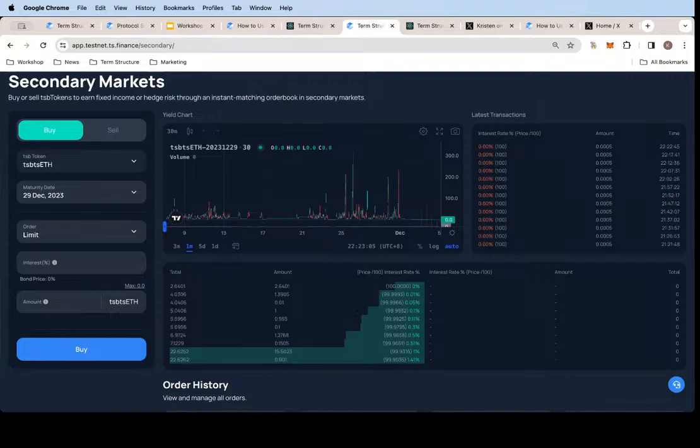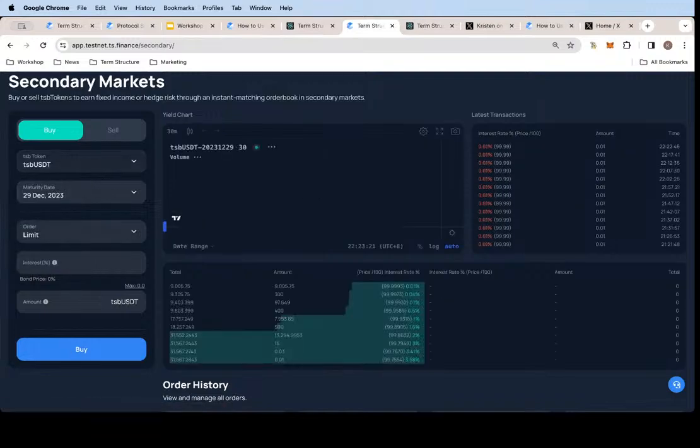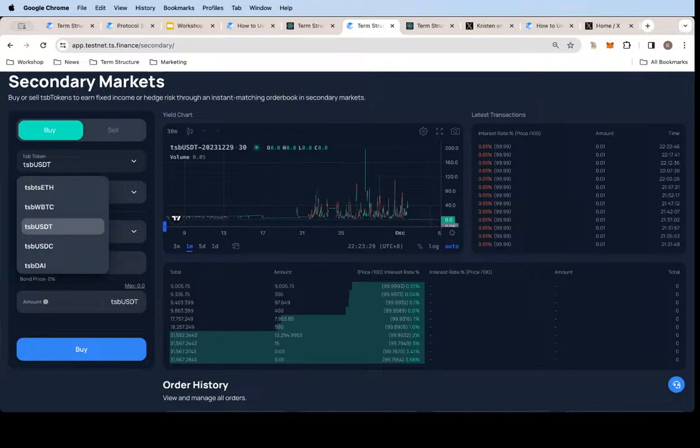So this is a reminder. If you would like to buy TSB ETH, then you'll have to deposit ETH on Term Structure in order to do that. And let's say you want to buy TSB USDT, then you will also have to deposit USDT on Term Structure in order to do that. So this is just a friendly reminder, and please keep that in mind.